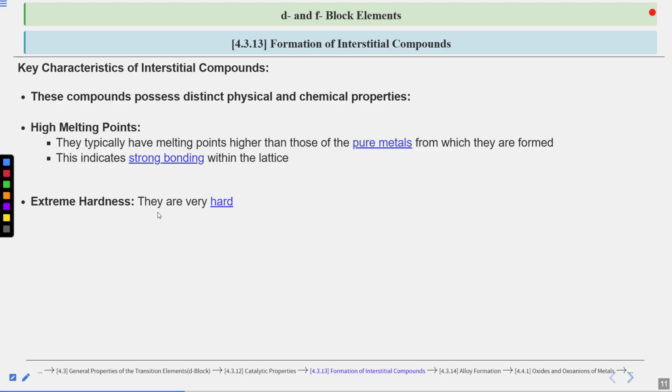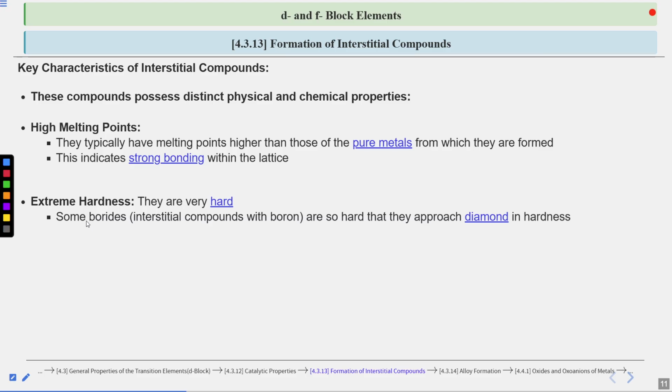Extreme hardness. Another physical property shown by interstitial compounds is extreme hardness. So they are very hard. Some borides, which are interstitial compounds formed with boron, are so hard that they approach diamond in hardness. Diamond is the hardest element, right? So some interstitial compounds formed with boron approach diamond in their hardness.